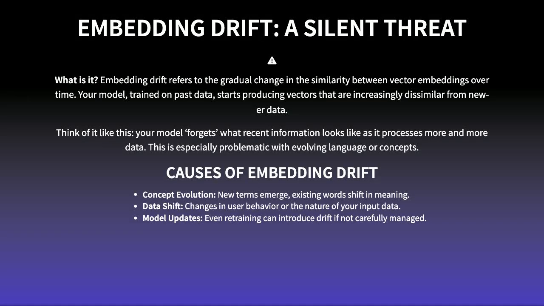Okay, let's talk about embedding drift. It's a really important concept to understand when you're using vector databases and embedding search. Basically, over time, the vectors that your model generates as numerical representations of text or images can start to become less similar to new data. It's like your model is gradually forgetting what things look like as it sees more and more information. This often happens because language changes, user behavior shifts, or even when you retrain your model, you can inadvertently introduce drift. Recognizing this drift early on allows you to take steps to mitigate its impact.